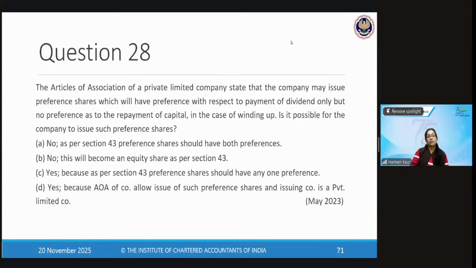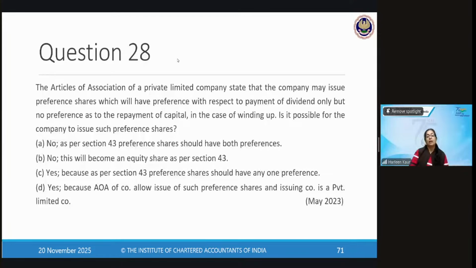Articles of Association of a private company tell you that the company has issued preference shares with respect to the payment of dividend, but with no preference for the repayment of capital in case of winding up. Is it possible for the company to issue such preference shares? No, as per section 43, preference shares would have both the preferences. No, this will become an equity share. Yes, under section 43, preference shares should have any one preference.